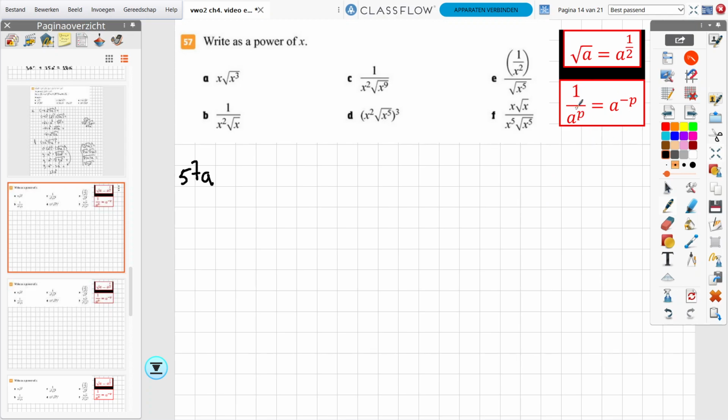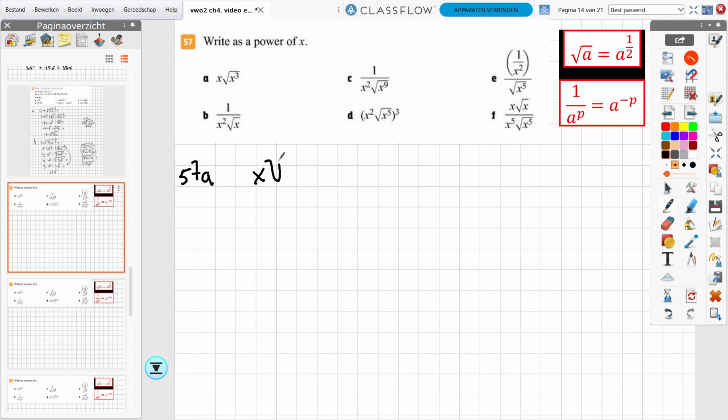If I have 1 over a to the power of p, that's the same as a to the power of negative p. And we can use both of those rules in conjunction with other rules sometimes as well, by the way, to rewrite some of those powers to powers of x. And they get more difficult the further we go. So let's take a look.